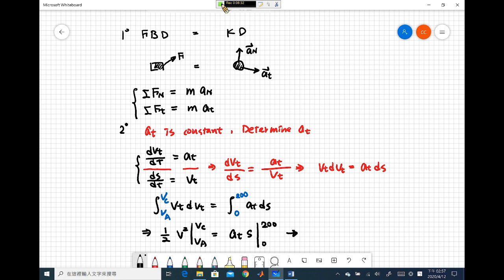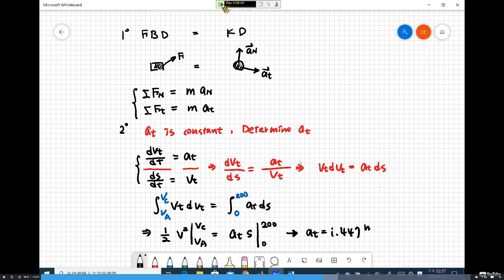So you just plug in all the numbers, you should be able to determine At will be equal to 1.447 meter per second squared.